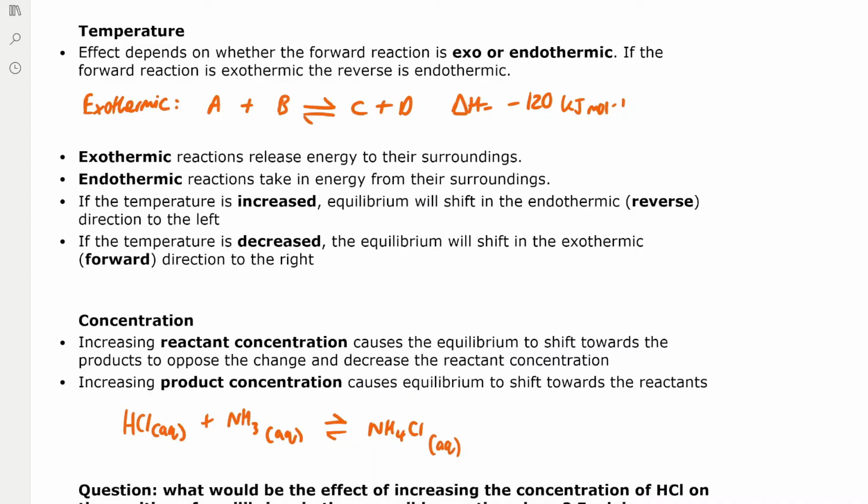And this is because the equilibrium shifts to counteract the change. In the case of increasing the temperature, the equilibrium shifts left to decrease the temperature, because the endothermic reactions take in energy from the surroundings and decrease the temperature of their surroundings, to oppose the change, which was to increase the temperature.